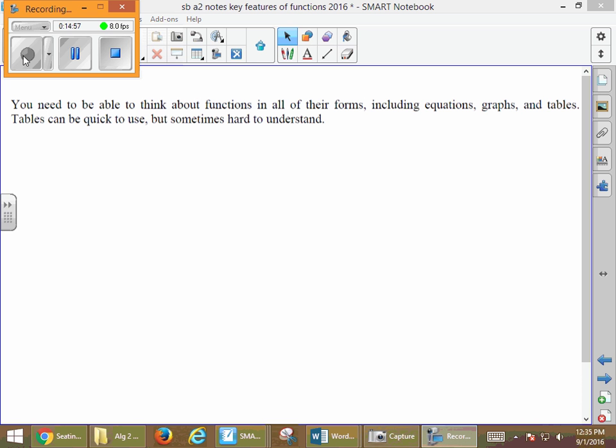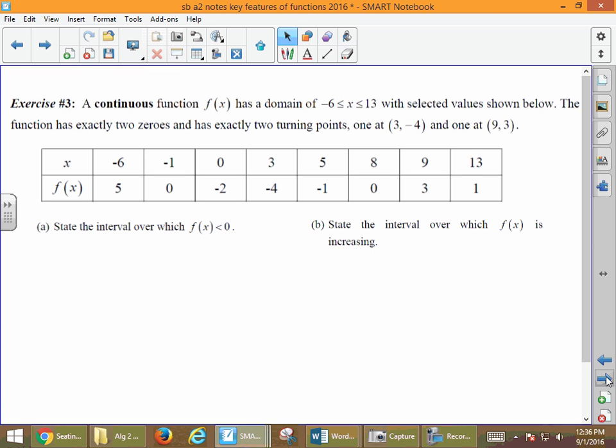You need to be able to think about functions in all their forms. So we've talked about functions when they're written as ordered pairs. Yesterday and today we've looked at graphs, pictures, graphs of functions. And we haven't talked about tables much. So we're going to finish with looking at the tables.